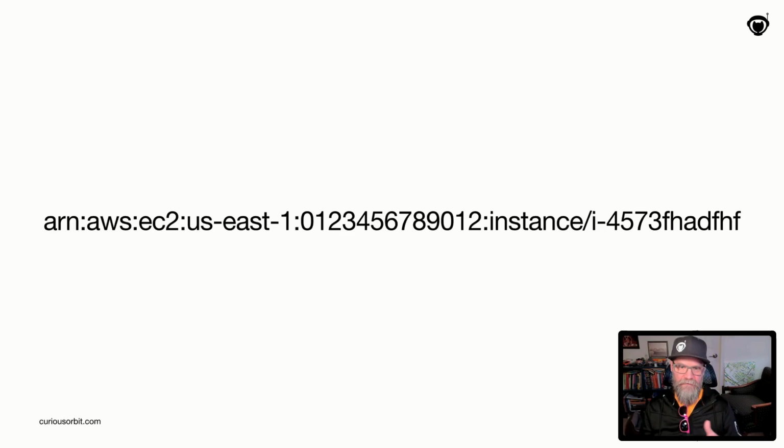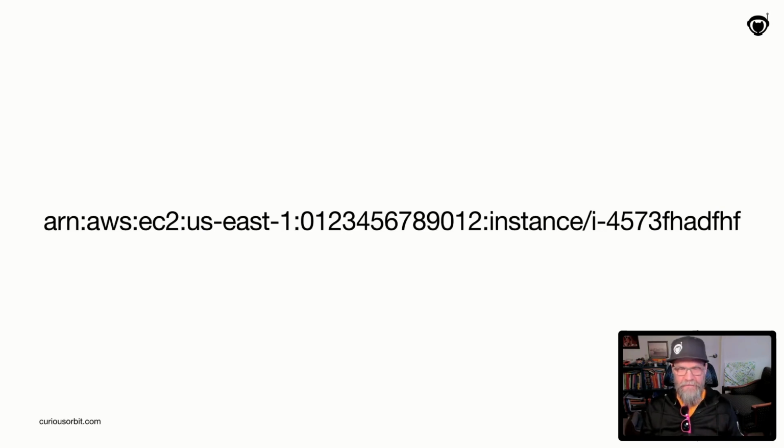Okay. And if you read this left to right, we'll go through it very quickly so you understand what this is. If you've ever worked in a Linux environment, the format of this string should look relatively familiar. A lot of times I look at this and think of the etc passwd file or the etc group file in a Linux environment, right? You've got these stanzas that are separated by colons. It's always going to start with arn, and then the next stanza is what's called the partition. Most times it's going to be aws, but there are other partitions that exist. Think of a partition as a group of regions.